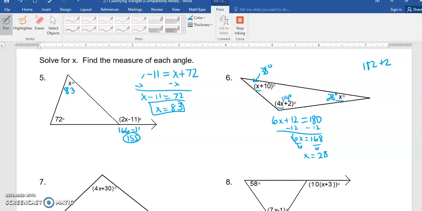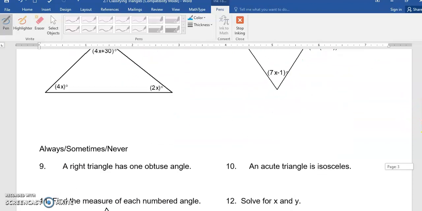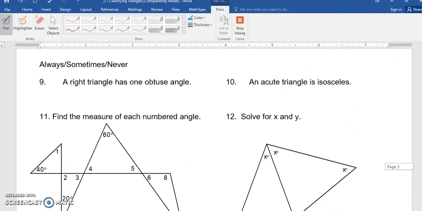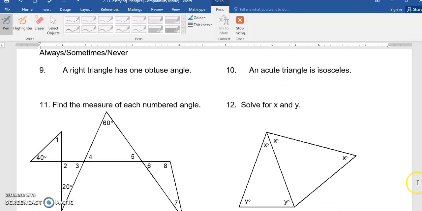So an external equals the sum of the two remote internals. Let's skip those for right now. A right triangle has one obtuse? Never. It's one right and two acute. An acute triangle, it could be isosceles. It does not have to be isosceles.